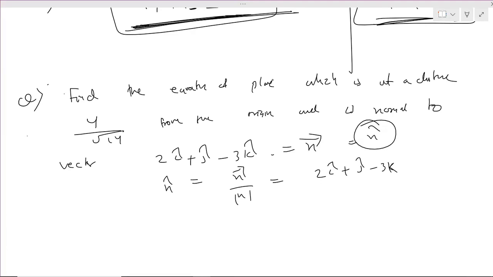First step is always, they have given the distance from origin, so we have to use this r dot n cap equals to p. 2x plus y minus 3z. Is it 4 or 1? This is the distance, 4. Yes, your answer is correct. You see, there is a printing mistake here. I see the solution. All right, your answer is correct.